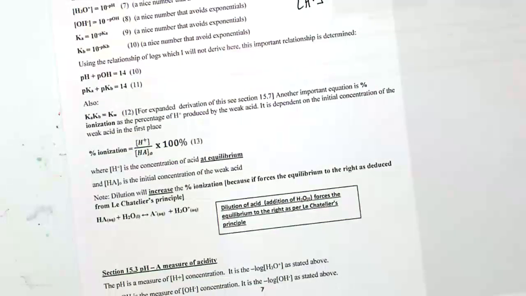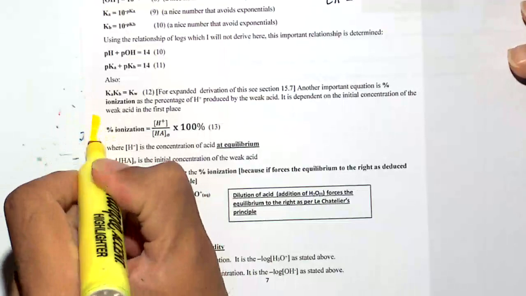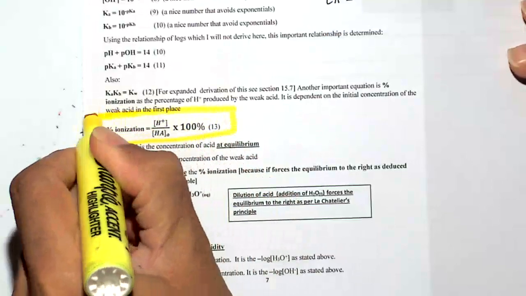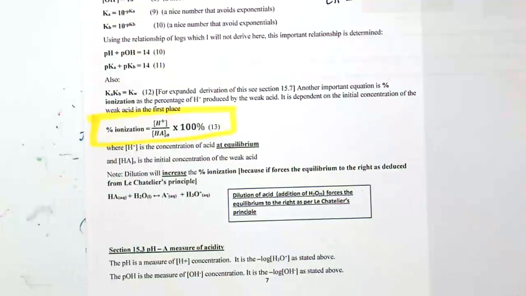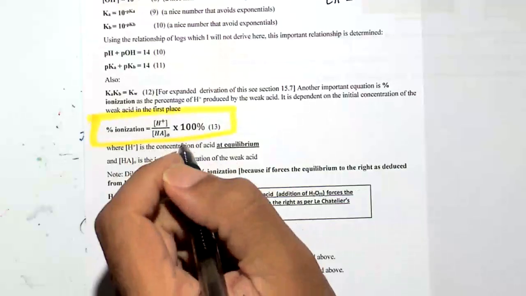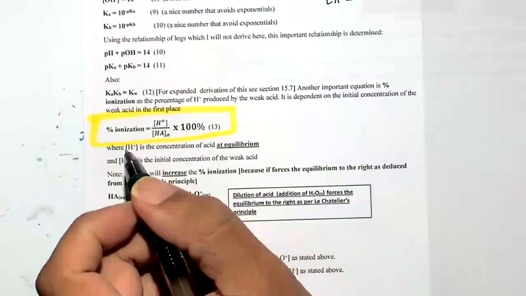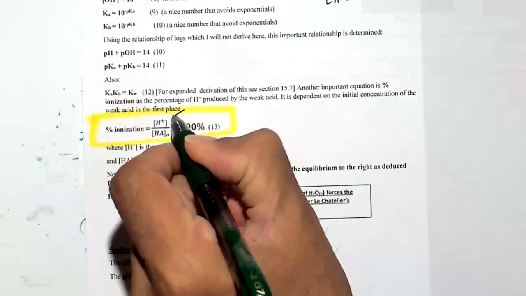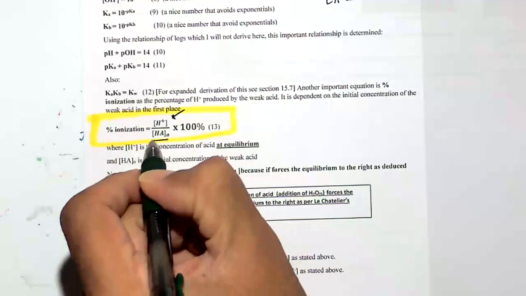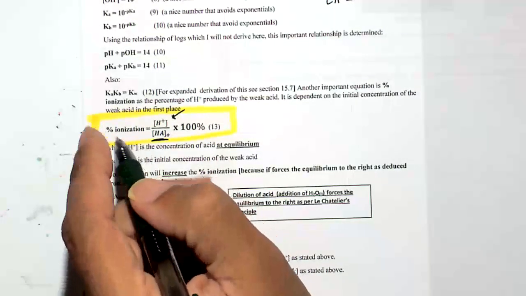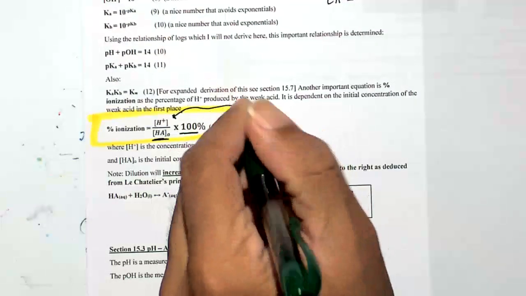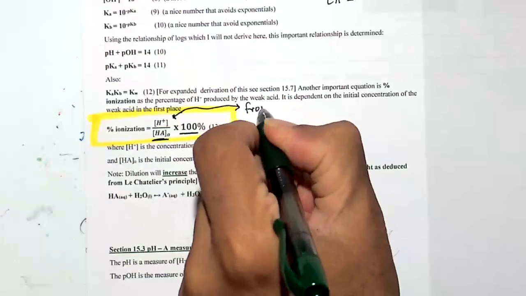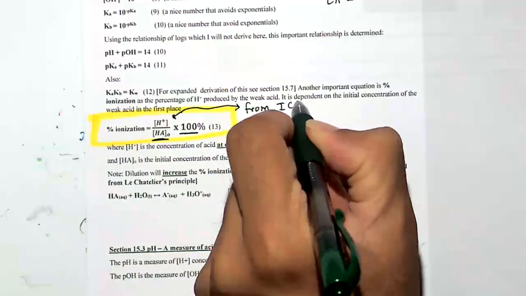We'll talk about this in our next chapter, chapter 16, but there's something called percent ionization. Just remember it for now and store it for later, when we talk about solubility products and weak acids and strong acids. For the percent ionization, you take your hydrogen ion concentration and divide it by the initial concentration of the acid, then multiply by 100. This hydrogen ion concentration you'll get from the ICE table. We'll have a lot of ICE tables in our next chapter.